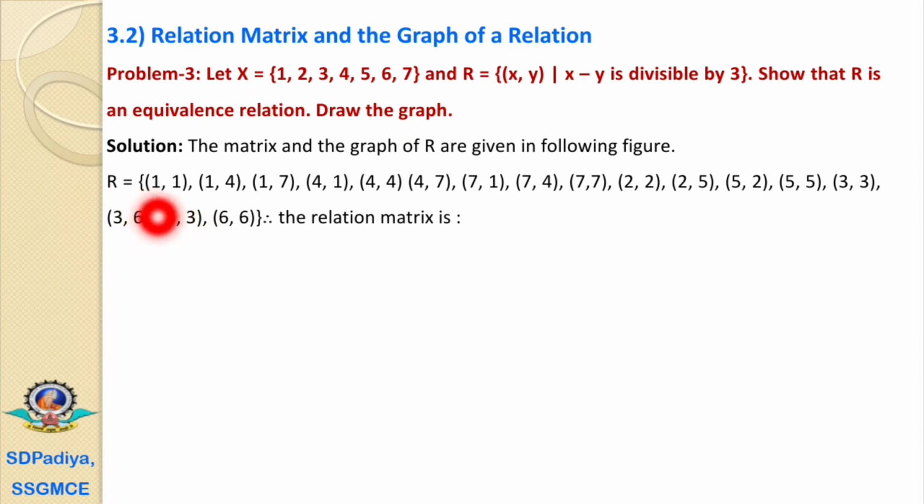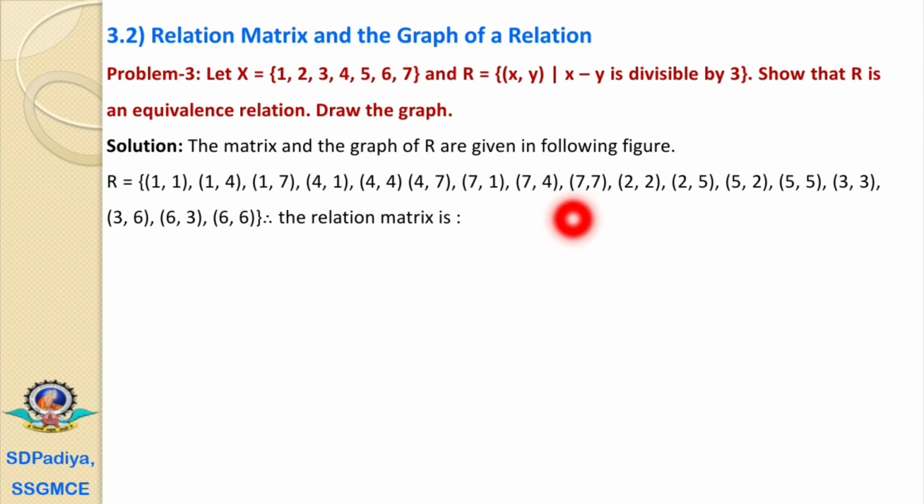ordered pairs: (1, 1), because 1 minus 1 is divisible by 3. (1, 4), that is 1 minus 4, that is minus 3, is divisible by 3. (1, 7), 1 minus 7, that is minus 6, is divisible by 3. Same, (4, 1), that is 4 minus 1, 3, is divisible by 3. (4, 4), 4 minus 4, that is 0, is divisible by 3. (4, 7), that is 3, is divisible by 3. (7, 1), 7 minus 1, 6, is divisible by 3. (7, 4), 7 minus 4, 3, is divisible by 3. (7, 7), 7 minus 7, 0, is also divisible by 3.